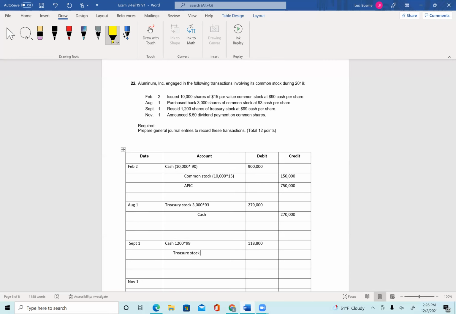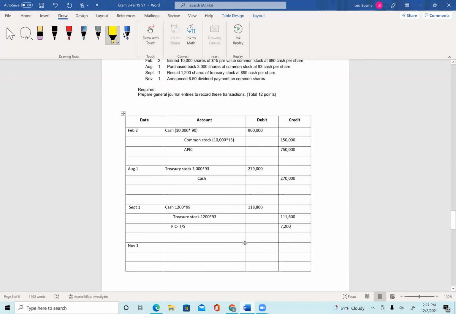This one is going to be the 1,200 shares times your 93 cash, which comes from the August 1st date right here, which gives you 111,600. And then paid in capital for treasury stock is the difference of 7,200.